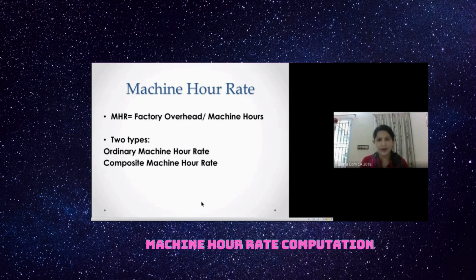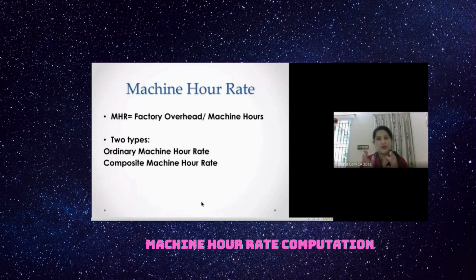It can be a packet in our example, as we were discussing. It might be one unit. Say, last class I was talking about the pen, the cost of one unit of pen. One pen, right? So likewise, when we classify the computation of machine hour rate, it can be broadly classified into two: the simplest is ordinary machine hour rate computation, and the second one is composite machine hour rate, combined. I'll tell you what is combined in that.